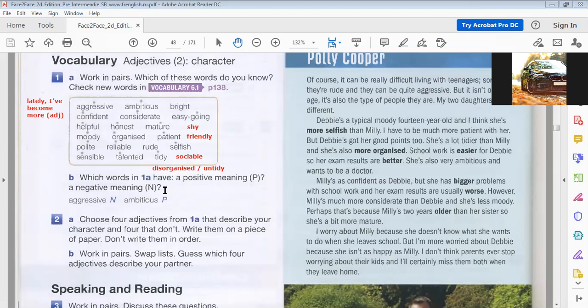Friendly, you're friendly. Okay. I am helpful. Helpful. And I don't know. Do you think you're aggressive? Are you an aggressive person?